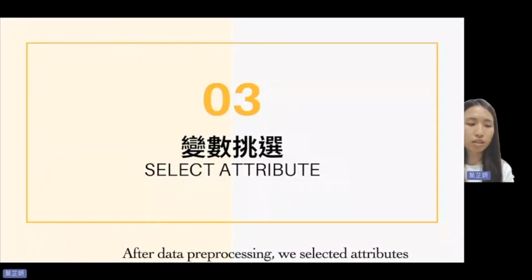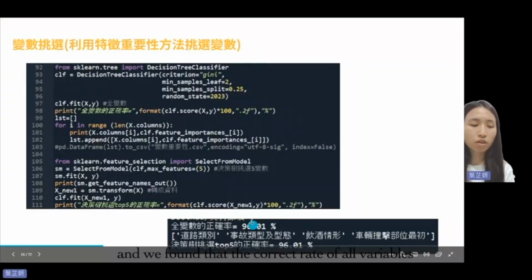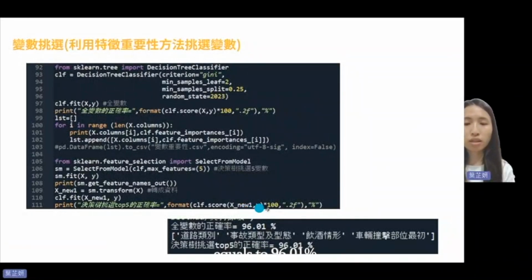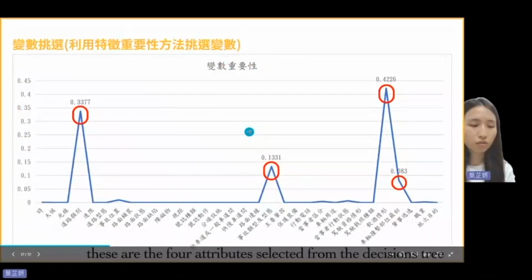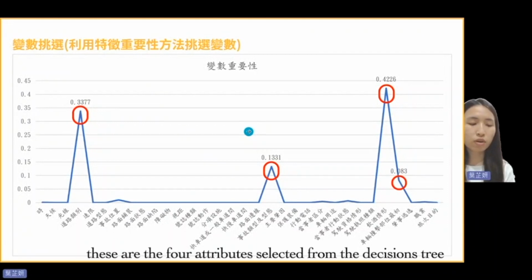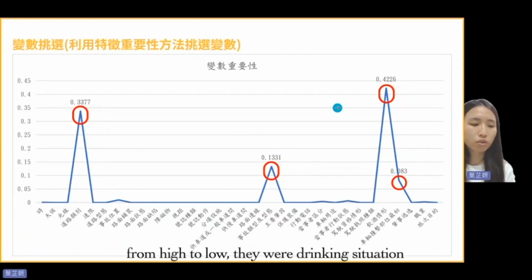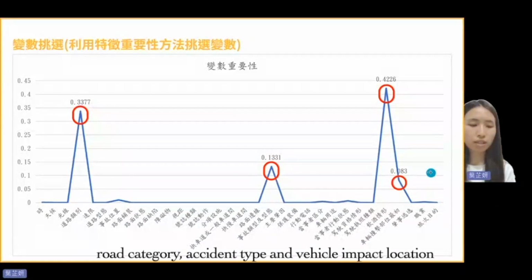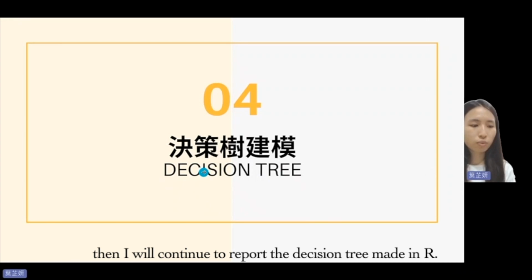After data preprocessing, we select attributes, and we found that the correct rate of all variables and selected variables are the same, equal to 96%. These are the 4 attributes we selected from a decision tree. From high to low, they were drinking situation, road category, accident type, and vehicle impact location. And I will continue to report on the decision tree made in R.